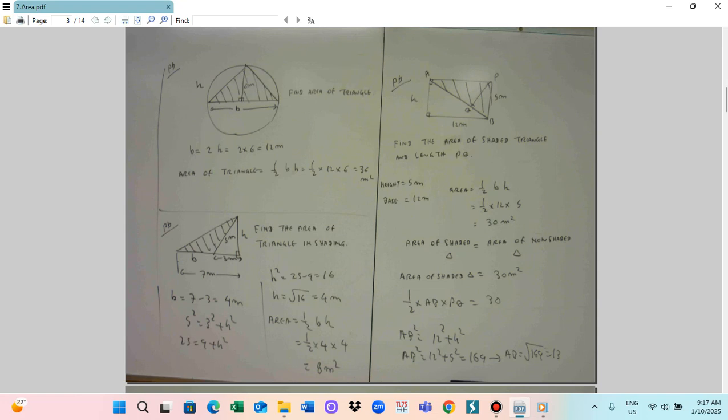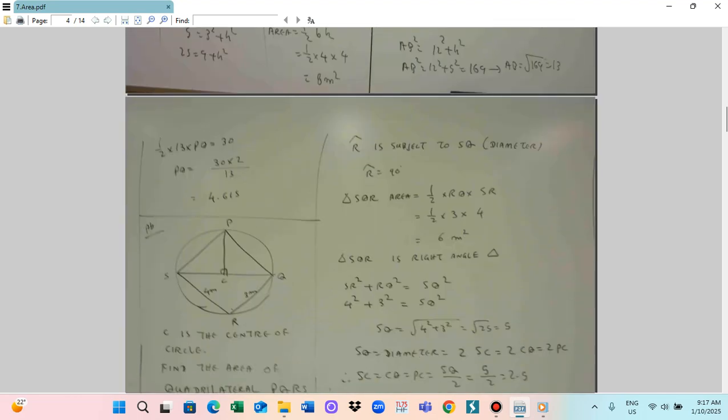AB is 13. So then you can substitute here. So then we will half multiply AB 13 and PQ. This is equal to 30. So PQ you can calculate: 30 multiply 2 divided by 13. And you got the PQ.